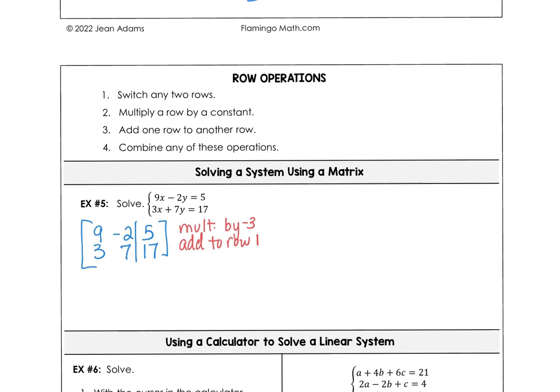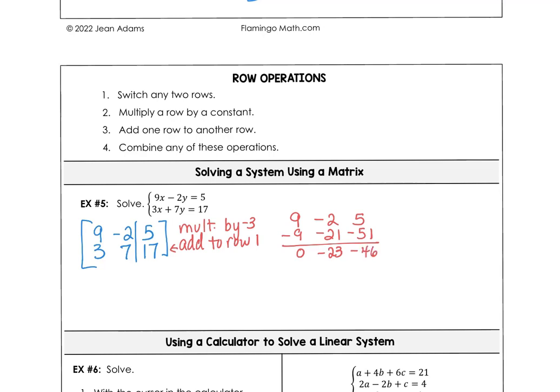So 3 times, this we're looking right here, 3 times -3 is -9, 7 times -3 is -21, and 17 times -3 is -51. And if I add that to row 1, we're going to end up with nothing here, -23 in the middle, and -46 here.